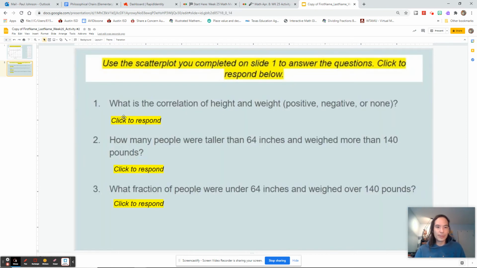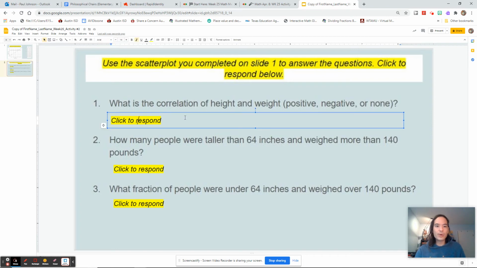All right, so let's look at these questions. What is the correlation of height and weight? Positive, negative, or none? We have a positive correlation between height and weight. Wow, it's almost filling in the answer for me.